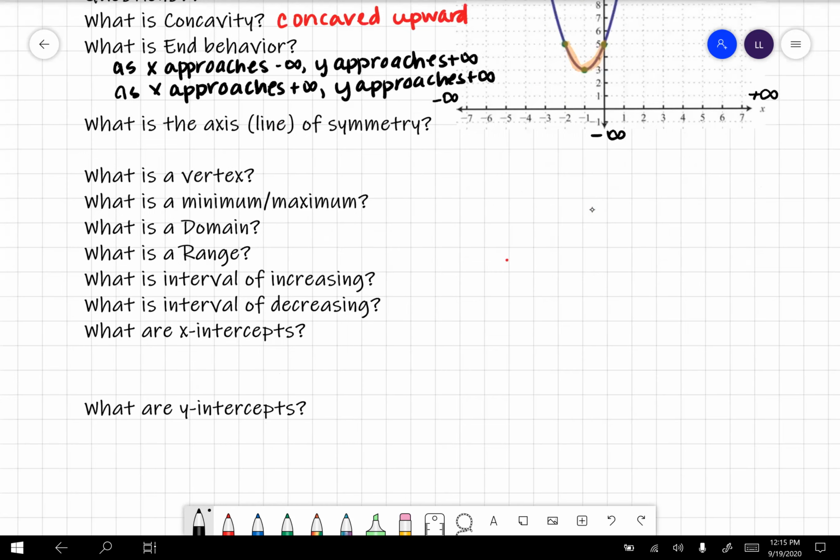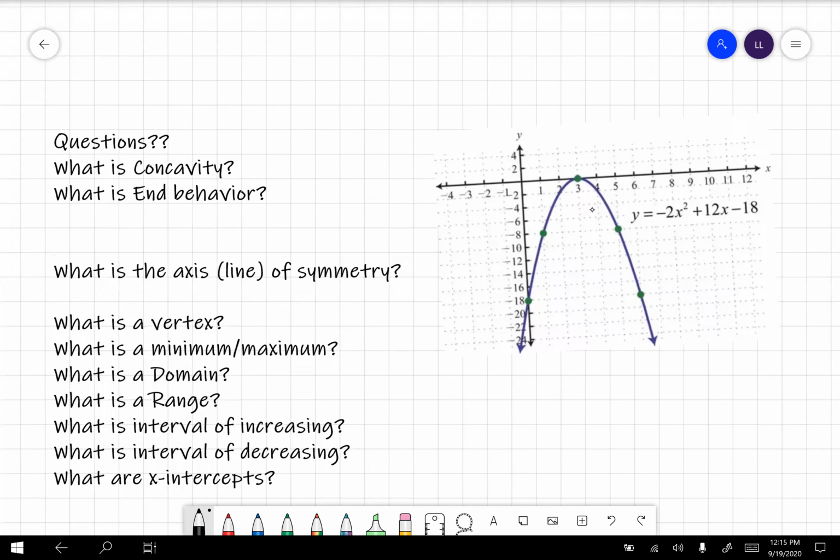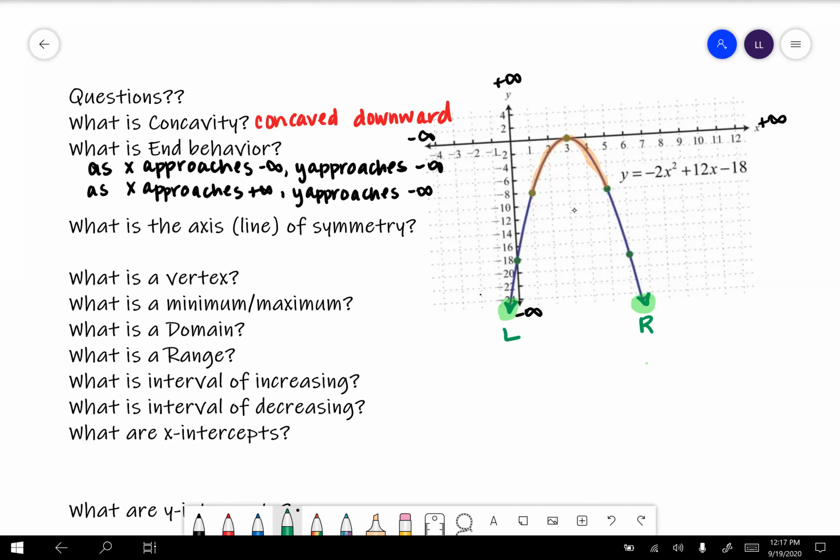So now let's take a look at the next graph. I want you to go ahead and attempt this one on your own as well, and pause the video. For this graph, we see that the graph is concave downward. As x approaches negative infinity on the left-hand side, y approaches negative infinity. As x approaches positive infinity, again the right-hand side, y approaches negative infinity.